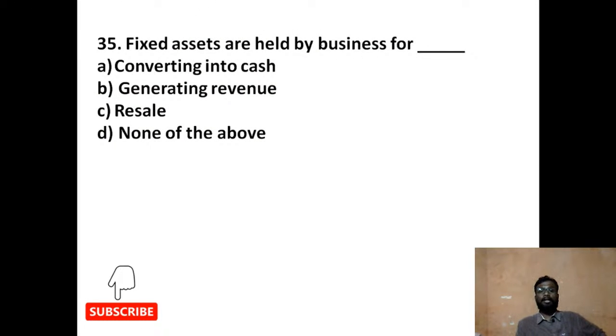Fixed assets are held by the business for what? Converting into cash, generating revenue, resale, current, none of the above. So resale: generally goods are used for the resale purpose, but fixed assets are held by the business only for generating revenue. Revenue will be generated out of fixed assets. Yes.